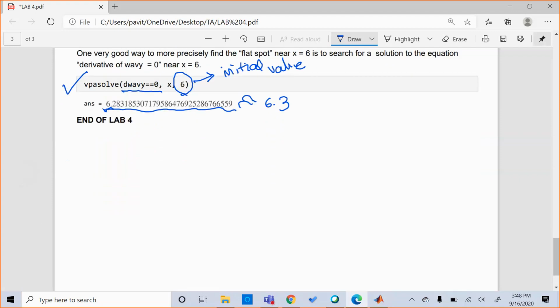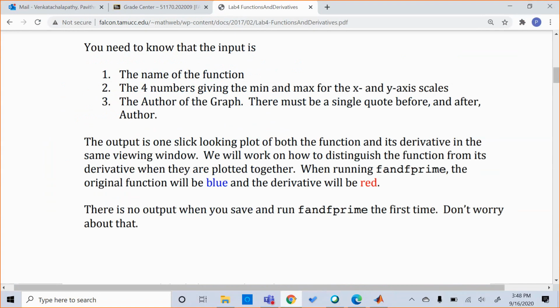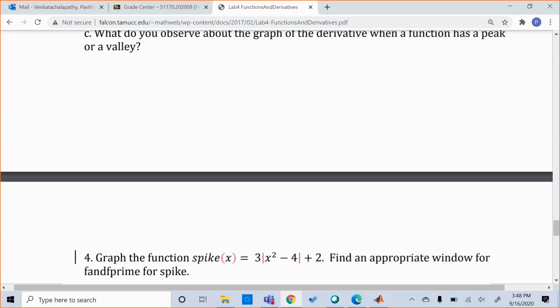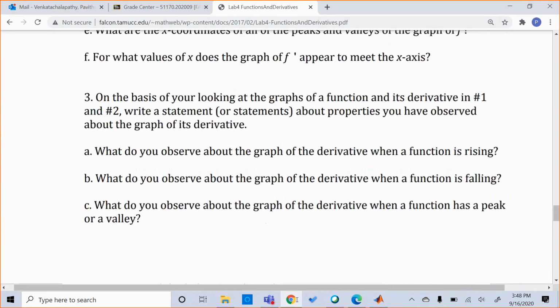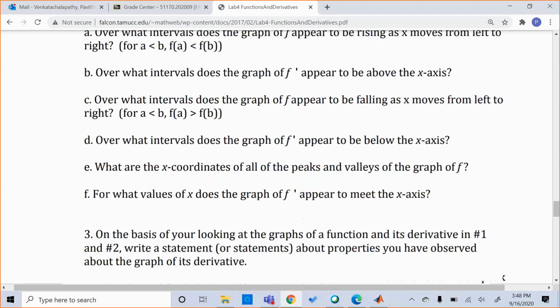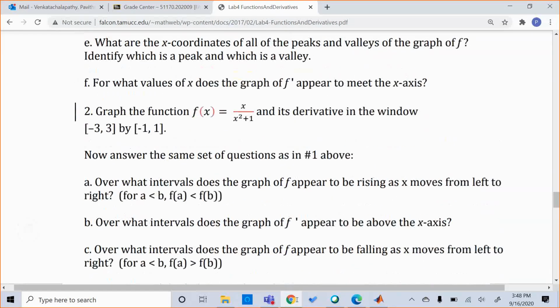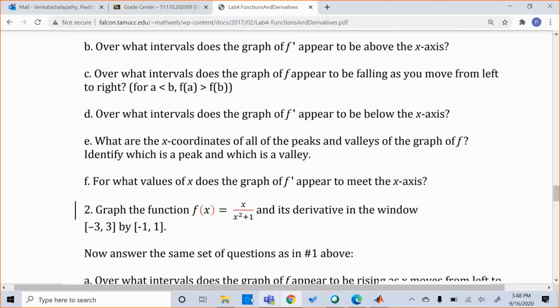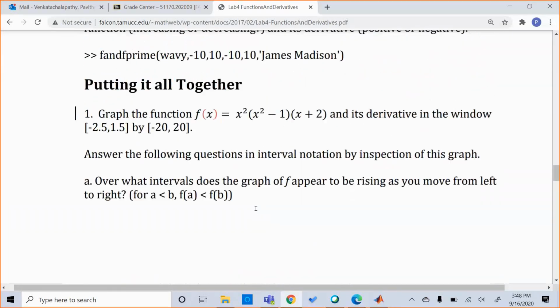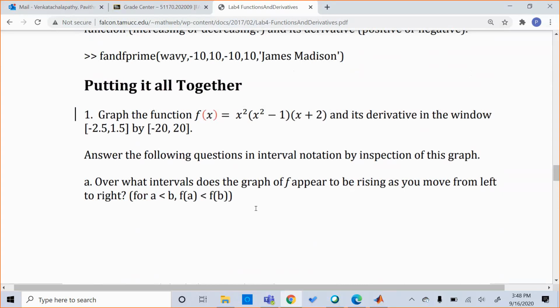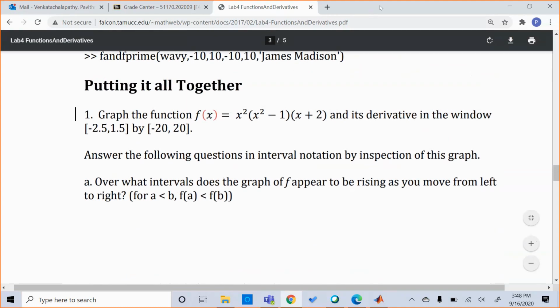Let me go to the assignment. Okay. So what is given here is the f of x is given, the window is given. You know how to do this, right? Because you can compare it.